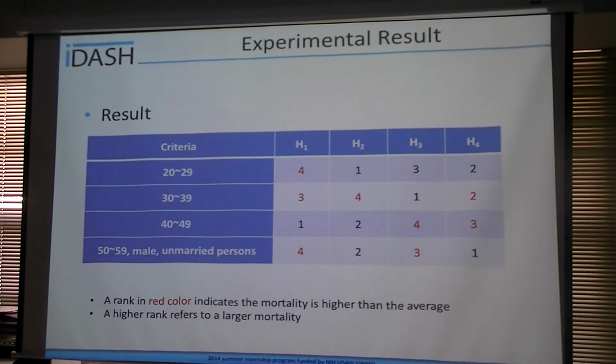This table shows the comparison result under different criteria, such as the age of 20s, 30s, 40s, and 15 unmarried male persons. For each criterion, our method securely outputs the ranks for each hospital. In this table, the red ranks indicate the corresponding mortality is above the average in the corresponding criteria.